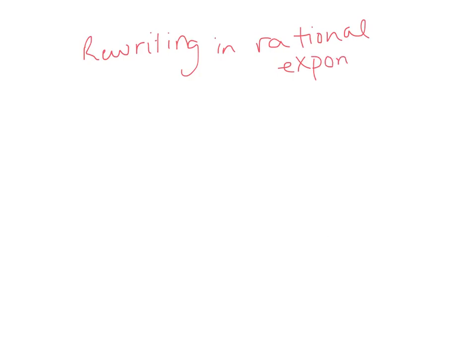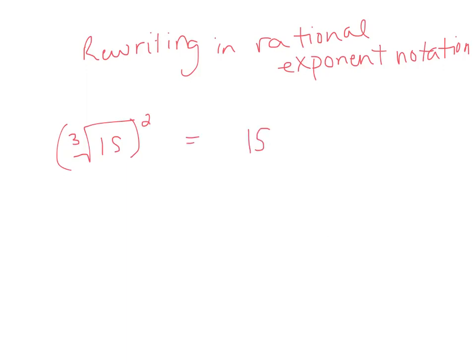Okay, so let's start by rewriting in rational exponent notation. So we are going to start in radical notation, and we're going to take it into the fractional exponent. So if we started with, let's say, the cube root of 15 squared, then we would rewrite this. This index right here is always going to be in our denominator, and this is always going to be in our numerator, so 15 to the 2/3 power.